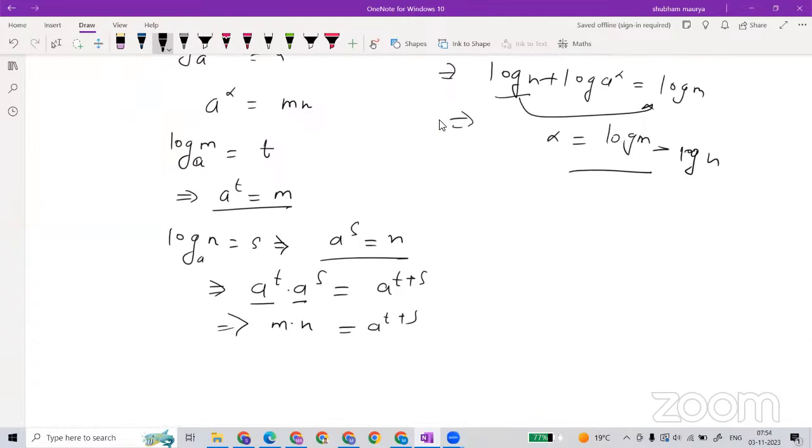Now if you take the log, log mn with base a will become t plus s times log a. And log a with base a is going to be 1, with the property that a power 1 is equal to a. So this is going to be 1 and this is going to be t plus s. And our t is log m and s is log n.